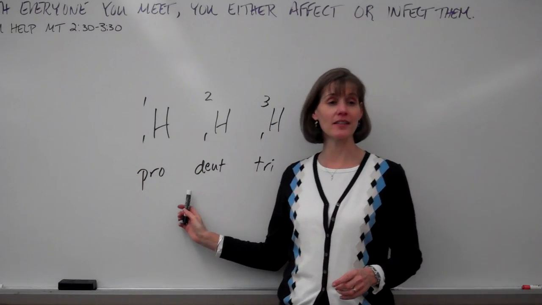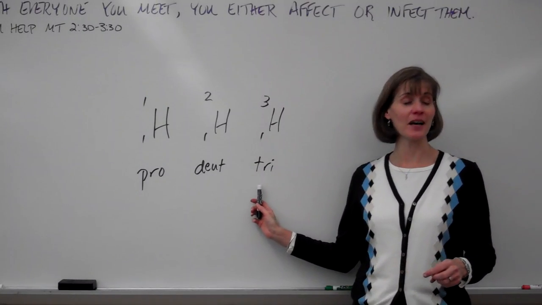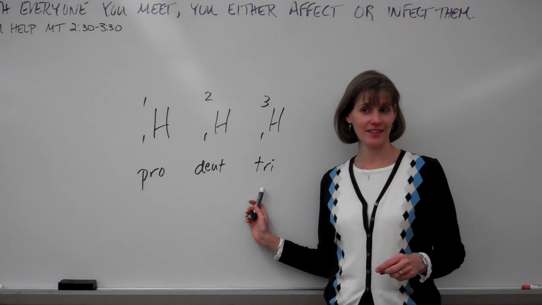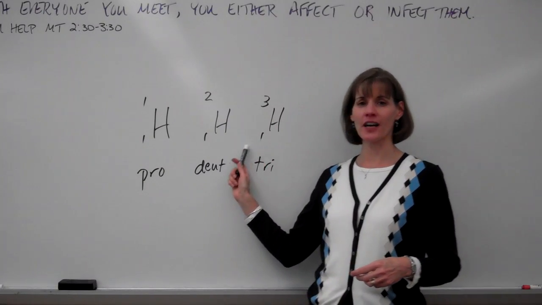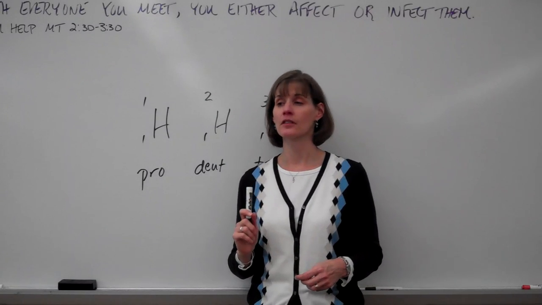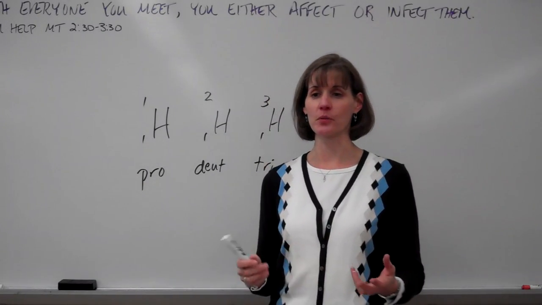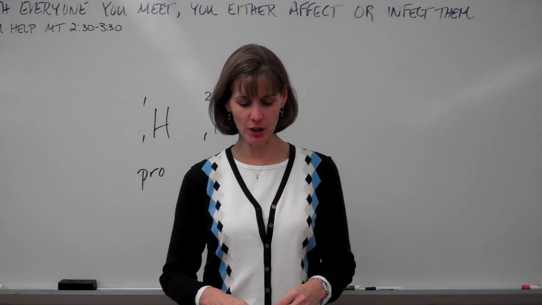Okay, deuterium has how many neutrons? 1. And tritium has how many neutrons? 2. How many protons do they all have? 1, because it is hydrogen, and that's what makes it hydrogen. Okay. Number 22.